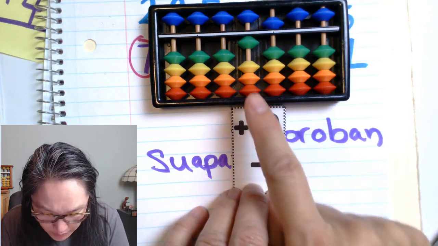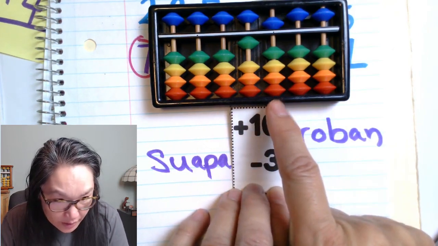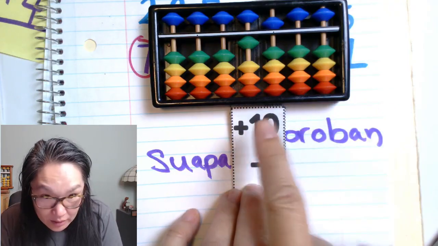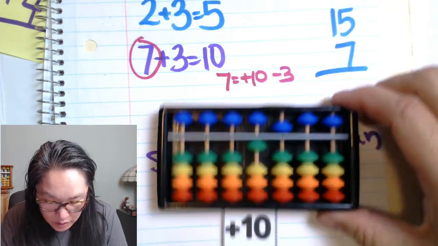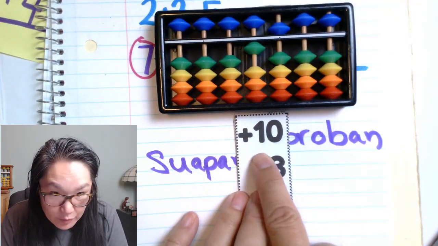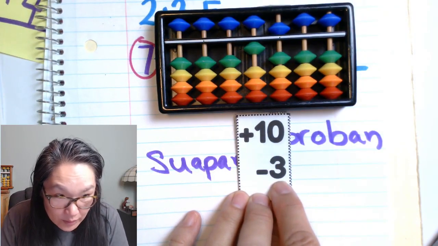So what I want to do is plus the 10 and then take away the 3. Notice I want to add the 1 here. That's what I want to do because I want to add 7. So because I'm adding 7, I have to plus the 10, take away the 3.